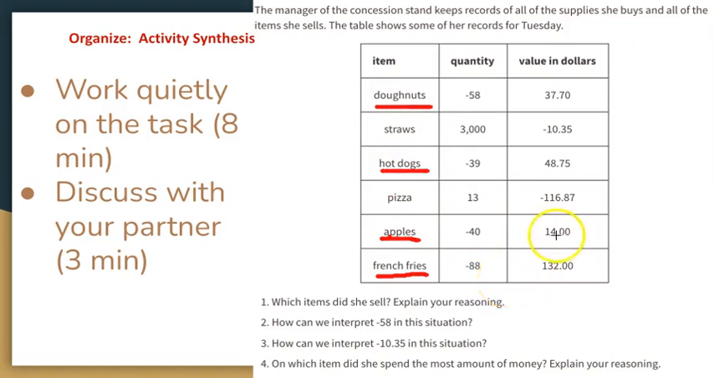How do I know this? Well, the quantity that she has is now negative. That means that she sold that many, got rid of, lost, whatever. And that she made $37.70, $48.75, $14, and $132. Good grief, what kind of fries are those? I know they sold 88, but geez. Anyway.